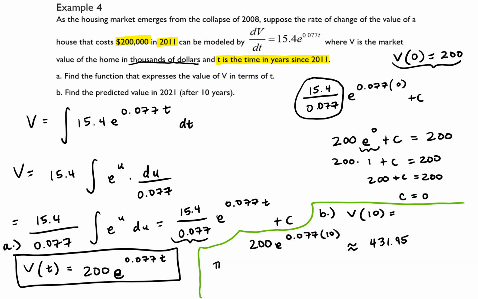So what does that tell us? We can interpret this to be thus in 2021, the predicted value of the home is, remember this is in thousands of dollars, $431,950. So that is our conclusion for part B.